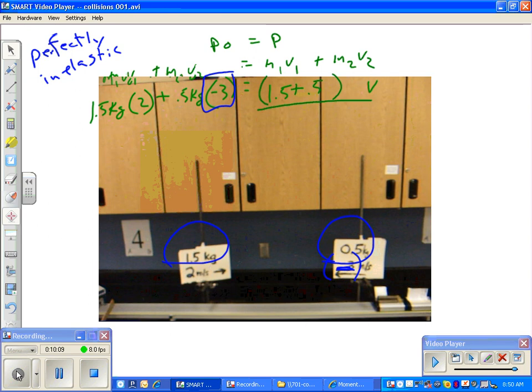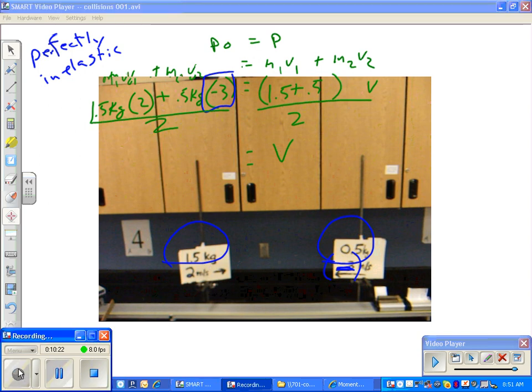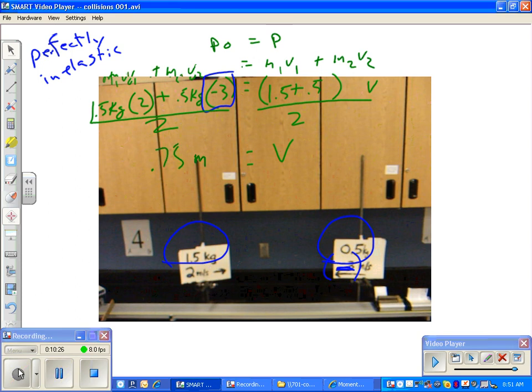Divide both sides by 2, and we'll find out that our velocity here is, who can do that math real quickly in their head? Stoddard. What do we get on the left side here? So 1.5 divided by 2, 0.75 meters per second. Now, if we follow our algebra, should this be a positive or a negative sign?